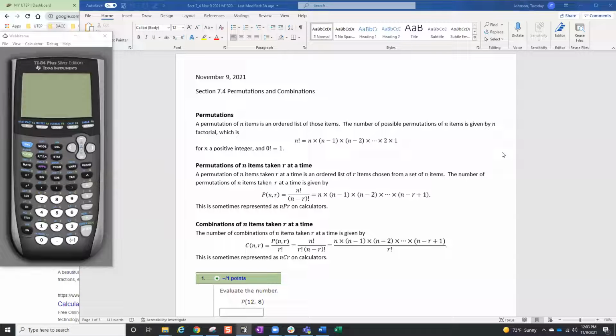Permutations. A permutation of n items is an ordered list of those items. So in order. Think of this, the closest example I could think about is Sunland Park Racetrack. Here's all the horses running and they have their positions. But when it comes to crossing the finish line, order matters. There's the horse that wins, the one that comes place, and the one that shows. Just like in the Olympics, we have gold, silver, and bronze.